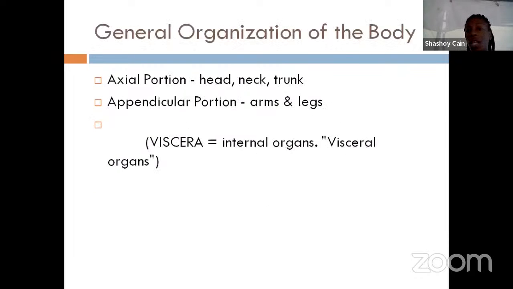So you have general organization of the body. You have the axial portion, which is the head, neck, and trunk, and the appendicular portion, which is the arms and legs. And viscera, the internal organs. Everybody following me?